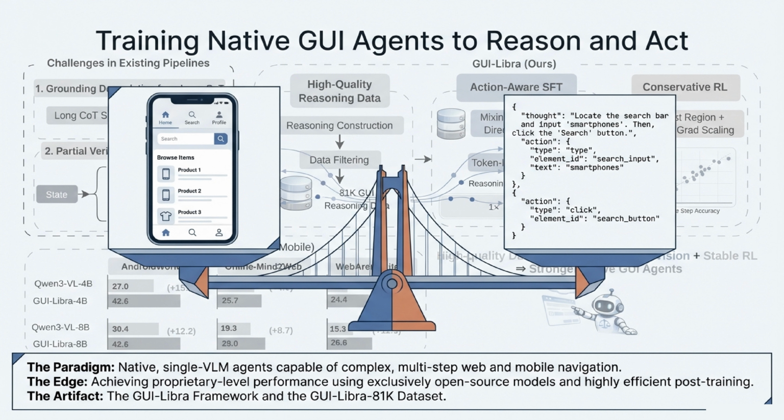Hello everyone, and welcome. Today, we're going to explore a major leap forward in AI, training native GUI agents to reason and act. The current paradigm envisions native, single vision language model, VLM, agents that can handle complex, multi-step navigation across both web and mobile environments. Our edge here is that we are achieving proprietary-level performance, but doing so exclusively with open-source models and a highly efficient post-training pipeline. The result of this work is what we call the GUI-Libra framework, alongside our new GUI-Libra 81K dataset.